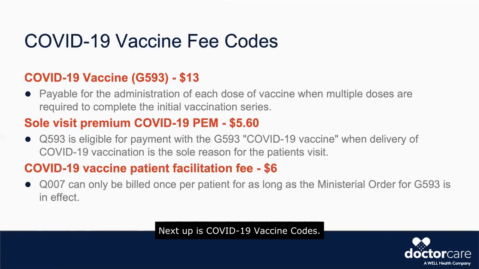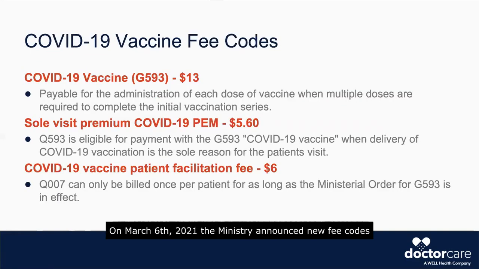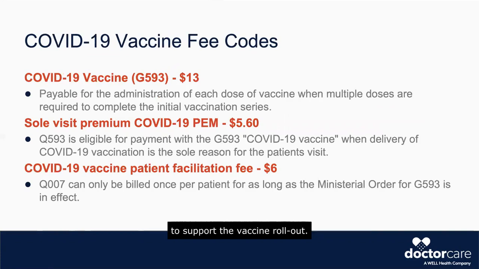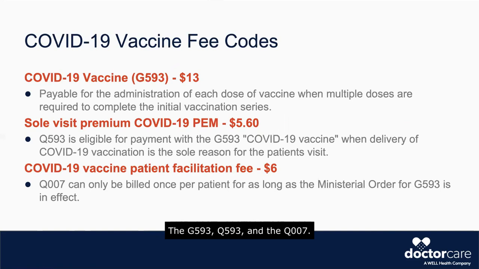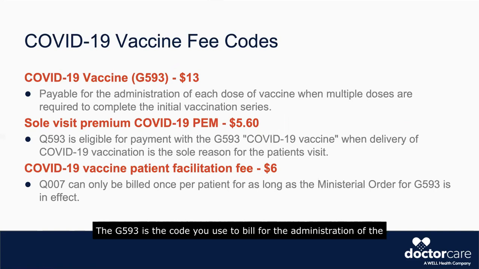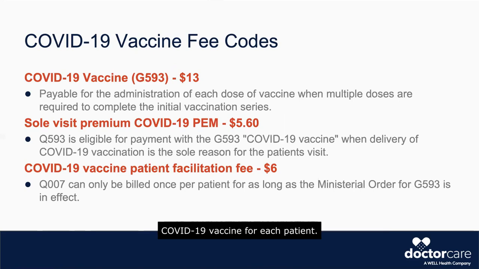Next up is COVID-19 vaccine codes. So on March 6, 2021, the ministry announced new fee codes to support the vaccine rollout. There are 3 specific codes that you can bill for administering the COVID-19 vaccine: the G593, Q593, and the Q007. The G593 is the code you use to bill for the administration of the COVID-19 vaccine for each patient.